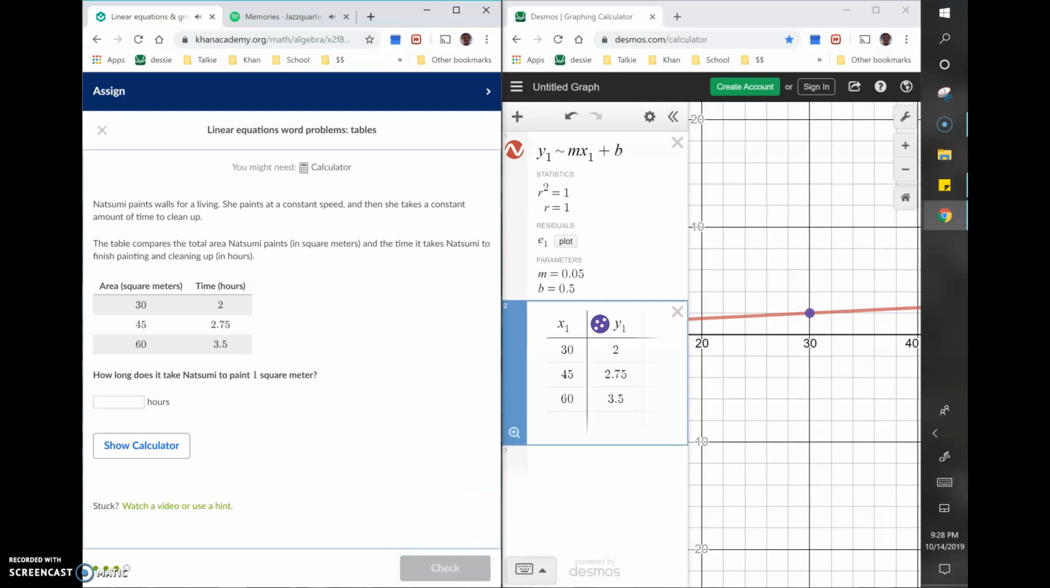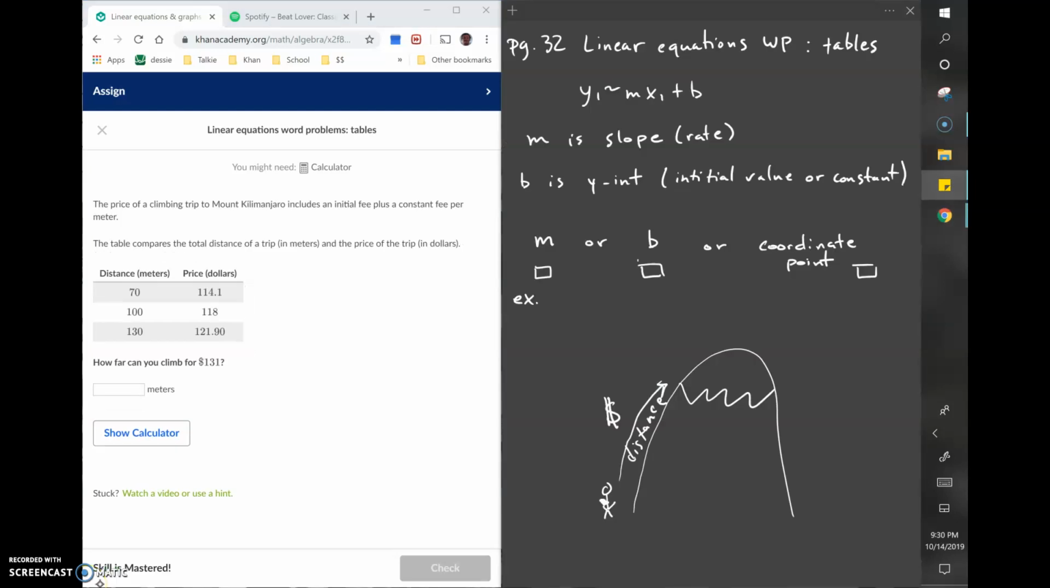Alright, so let's go ahead and do example number 3. Okay, here we have the price of a climbing trip to Mount Kilimanjaro includes an initial fee plus a constant fee. The table shows you the information about the trip, where the x value represents the distance that you've gone. So as this person climbs higher, it's going to cost more money because you're paying per distance. How far can you climb for $131?